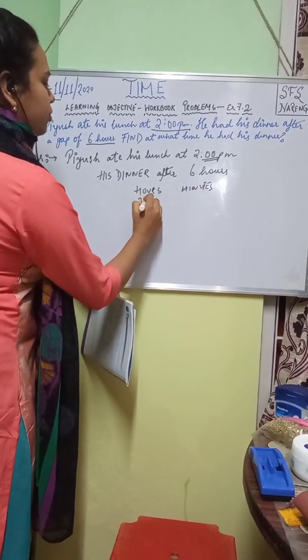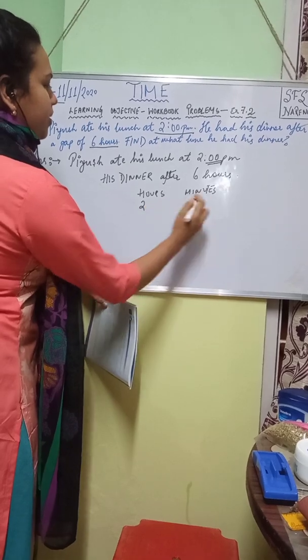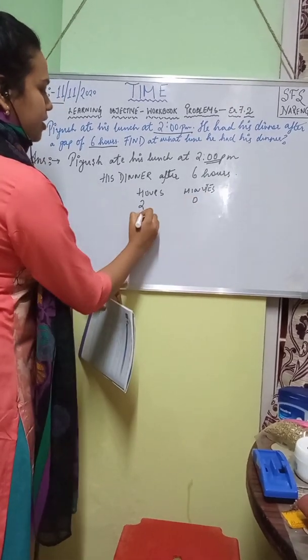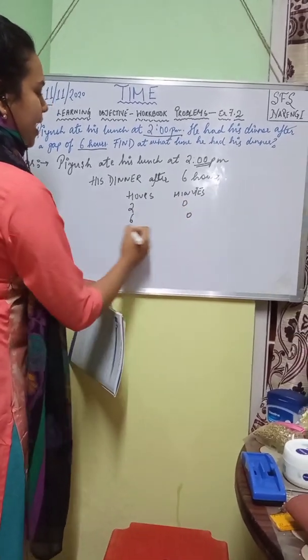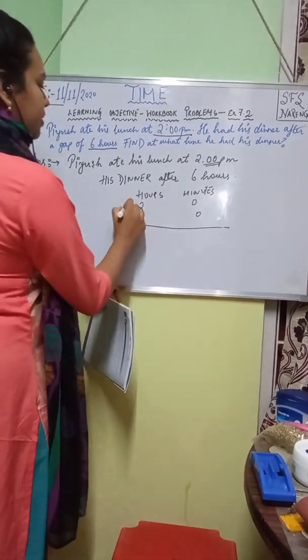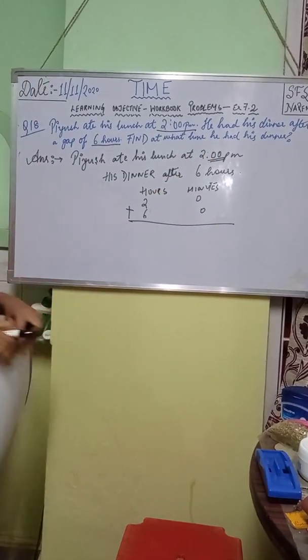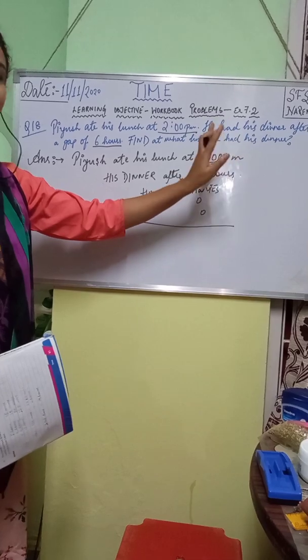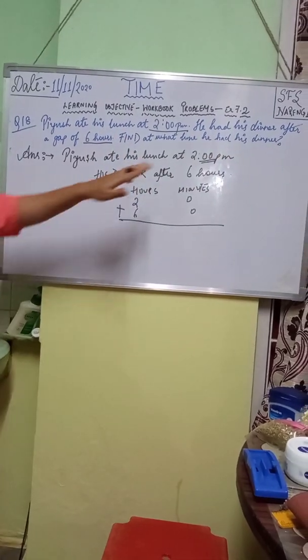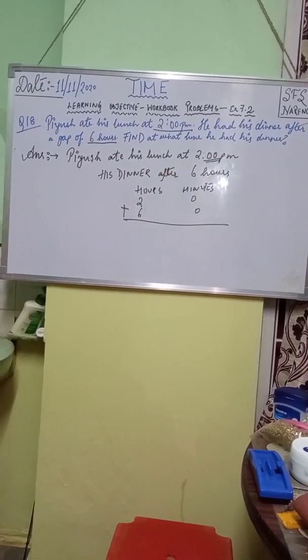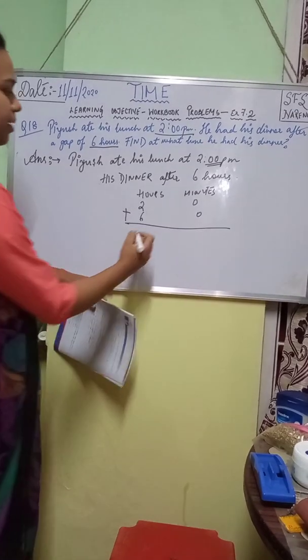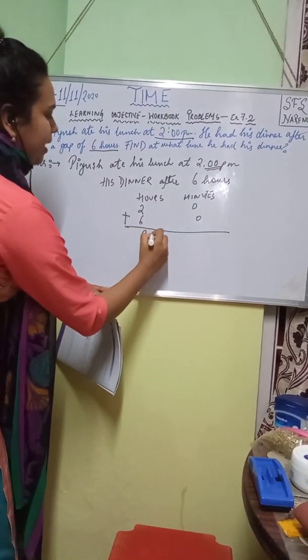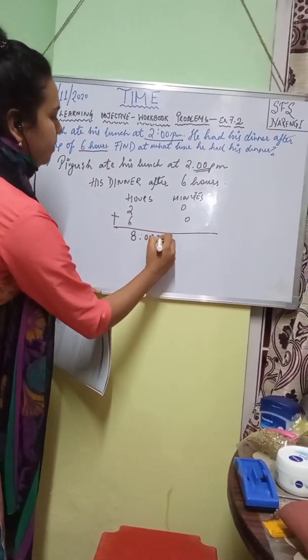Okay, you have 2 hours and 0 minutes, and after 6 hours he had his dinner, right? The minutes hand is 0 because at 2:00 he had his lunch, and after 6 hours he had his dinner. So when did he have his dinner? 6 plus 2 is 8:00 p.m.